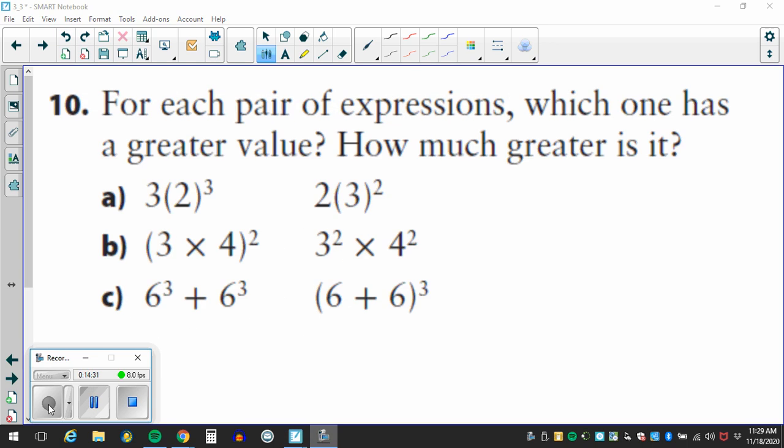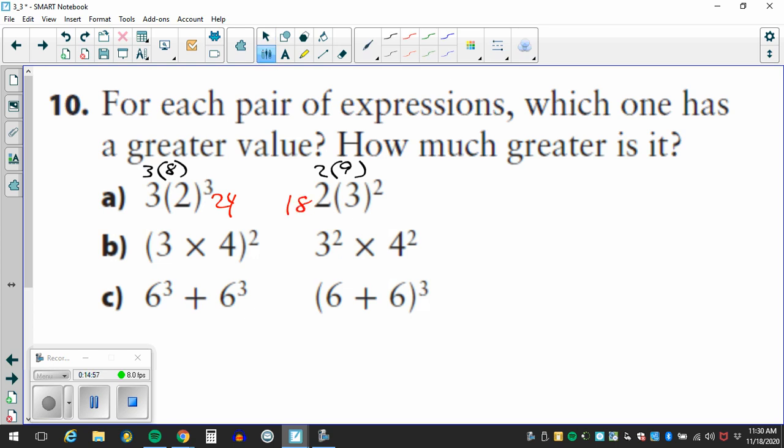For question 10, it says, for each pair of expressions, which one has the greater value? How much greater is it? So there's two parts to it. Which one's greater and how much greater is it? So I'm going to simplify both of these. This is going to be 3 multiplied by 2 cubed, which is 8, which has a standard form, I'll write in red ink, of 24. The other one will be 2 multiplied by 3 squared, which is 9, which has a standard form of 18.